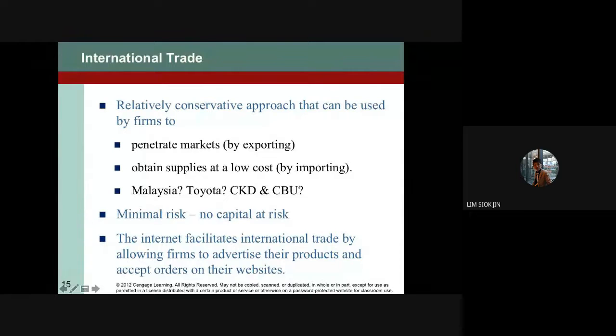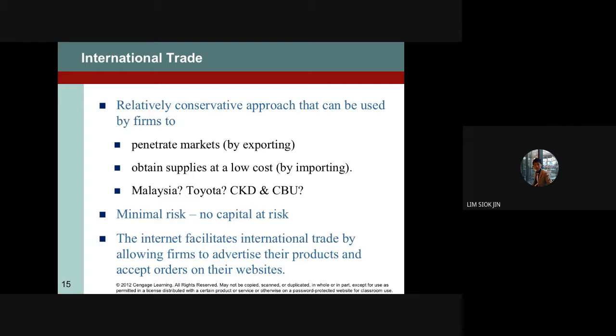So, let's go back to Toyota. If you want to buy a Toyota car, it can be a CKD or it can be a CBU. So what is CKD? CKD is completely knocked down. What is CBU? CBU is completely built up. Okay, so my question is, in Toyota, do we have a factory in Malaysia? Answer is, I believe answer is yes.